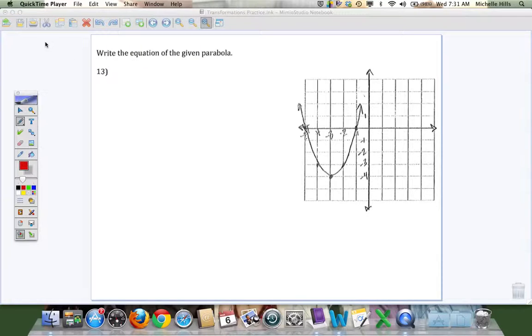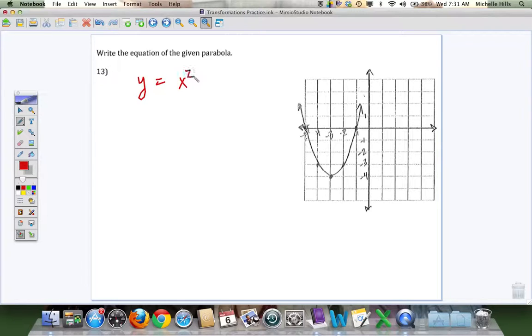I'm going to do all 6 of these on the same video because there's no graphing, so it won't take quite so long to do this. Here's what I notice about this. I know my normal original equation is y equals x squared.